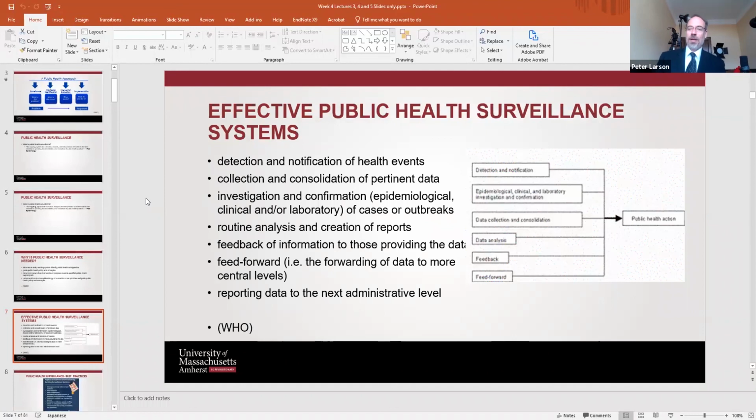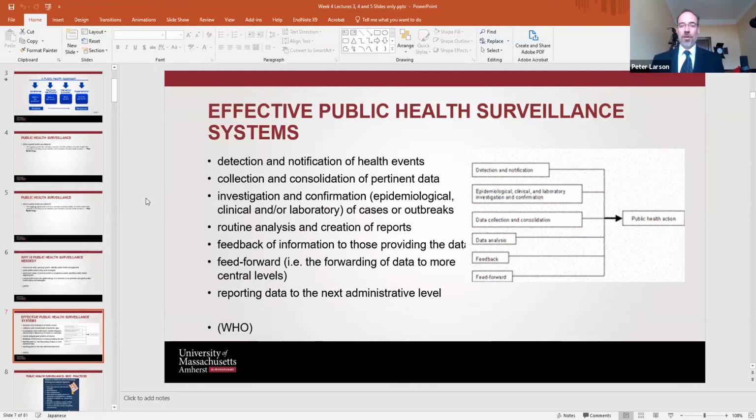Effective public health surveillance systems are tasked with, and do, the detection and notification of health events. They collect and consolidate pertinent data. They investigate and confirm cases or outbreaks. They do routine analysis, create reports, and feed back information to those providing the data. This is really important: making sure that your analysis goes back to the people you got it from.